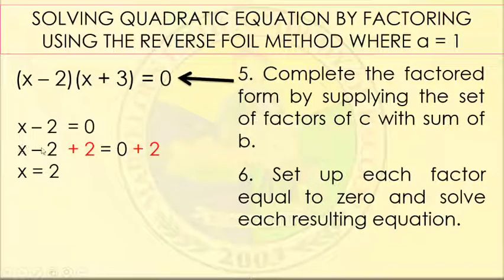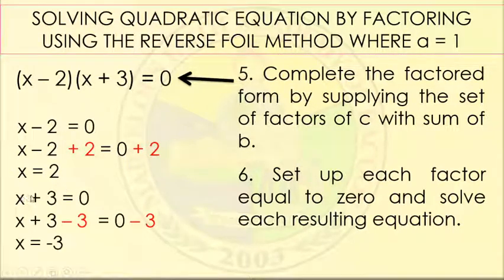So pwede na natin i-cancel yan kasi x minus 2 plus 2, so pwede yung i-simplify, magiging 0 yung sagot natin, okay? And then 0 plus 2, the answer is 2, okay? Next, x plus 3 equals to 0, so transpose mo lang si positive 3 or si plus 3, magiging minus or negative, okay? Or kunin mo yung additive inverse ng plus 3, which is minus 3 or negative 3, and then huwag din kakalimutang ilagay sa right side ng equation. Okay? So, x plus 3 minus 3. So, pwede na itong i-cancel kasi 0 naman yan. And then, 0 minus 3, the answer is negative 3. So, yan na yung value ng x natin.